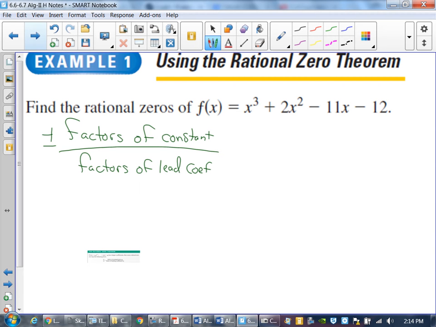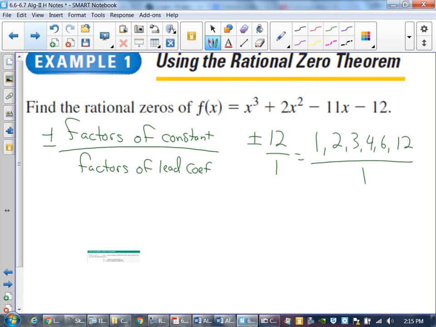So my possible zeros that could work would be all the factors of 12 divided by the factors of 1. Well, what are your factors of 12? 1, 2, 3, 4, 6, 12. Which means there are going to be 12 possible zeros, counting plus and minus. But yet we know that the degree of the polynomial is 3. So of those 12, only 3 of them are going to work. So you have to decide where to start and check.